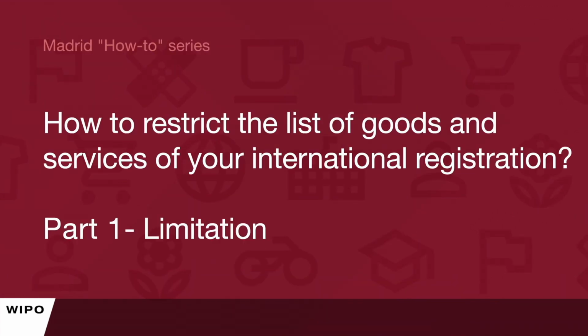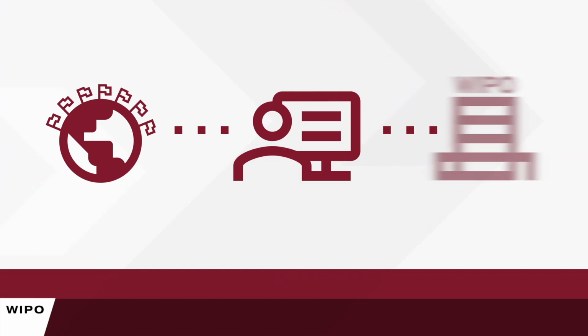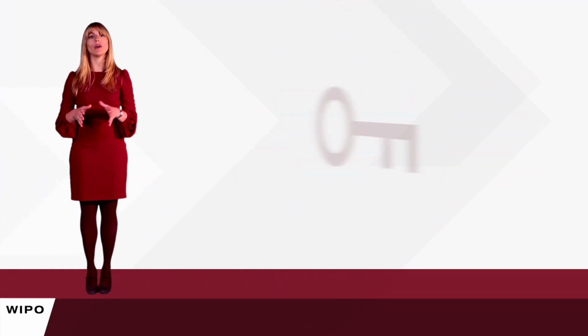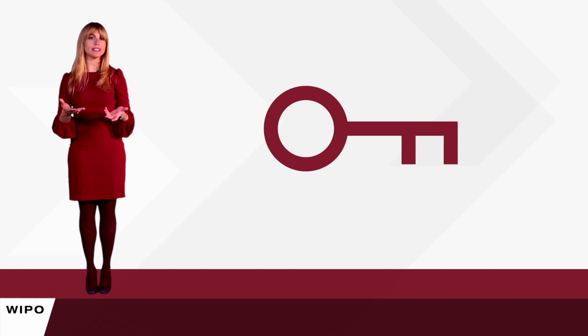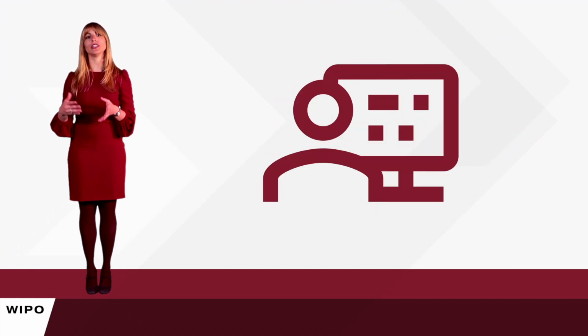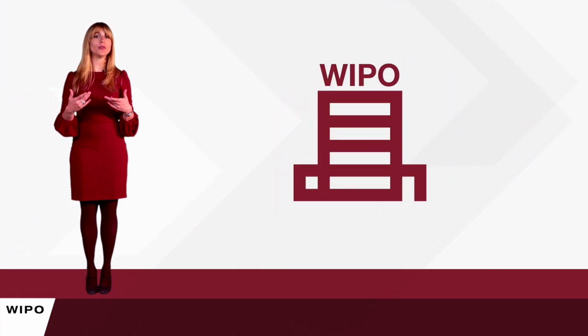Let's begin. How to restrict the list of goods and services of your international registration. Part 1. Limitation. As you may know, an international registration creates a bundle of national rights that can be administered centrally through WIPO. One of the key benefits of using the Madrid system is being able to manage your international registration centrally through WIPO.